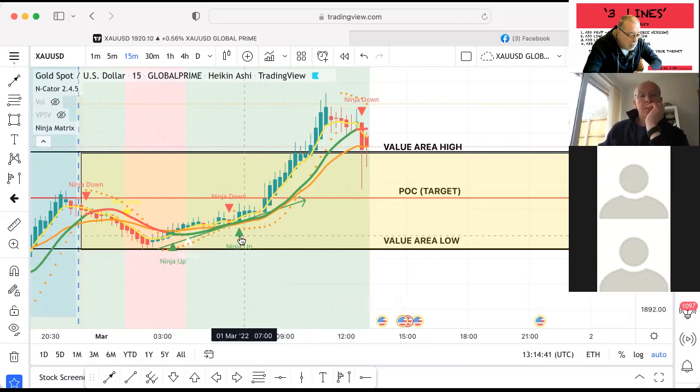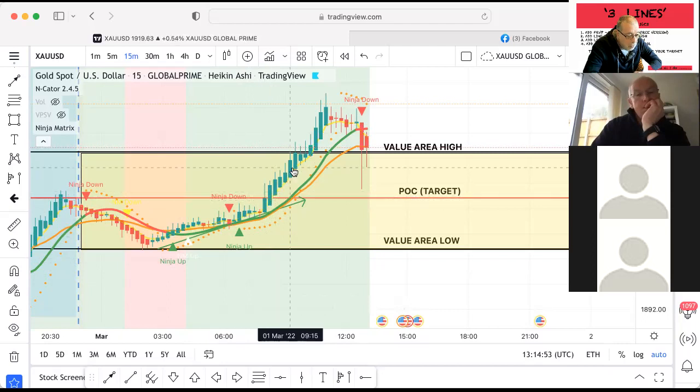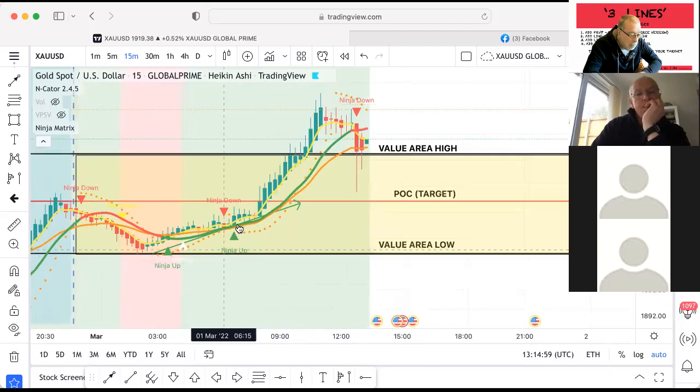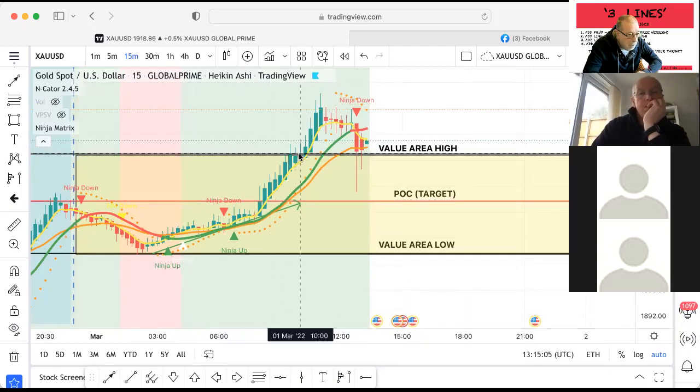We've still got a Ninja up, and we've still got the 5 MA above the 13 MA. So conditions are right, for me at any rate, to get back into a trade and take it up to that point, which would be my second target. So I would take this in 2 chunks. I would take a trade up to the red line, and I would take a second trade up to the higher black line.